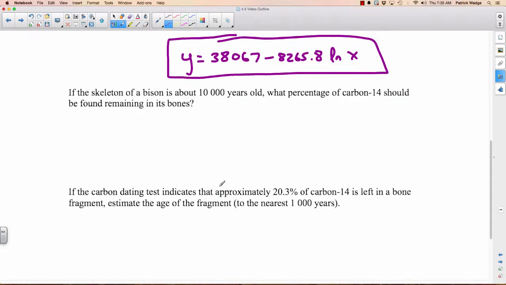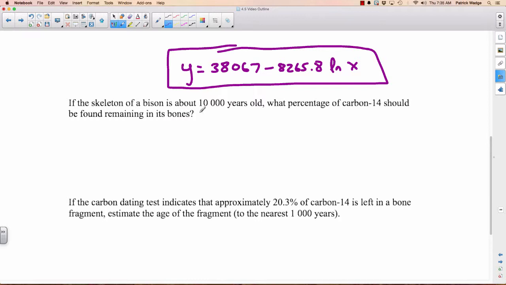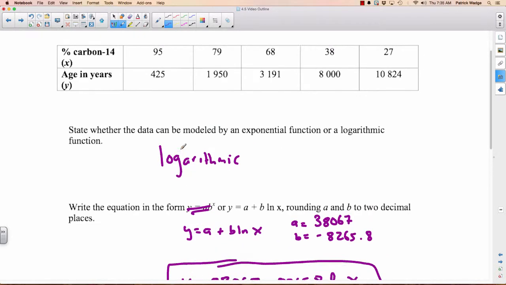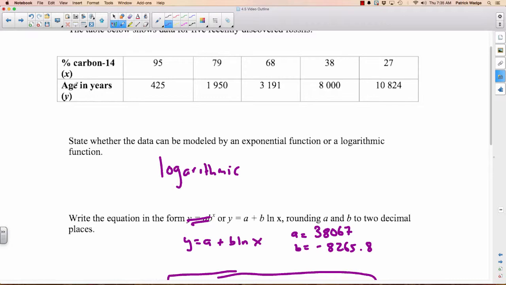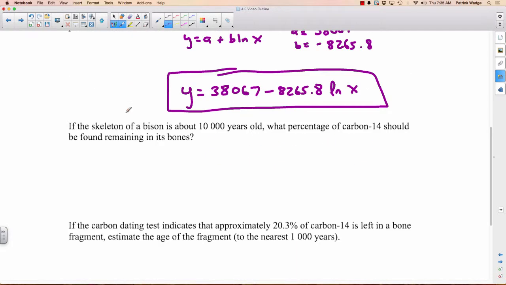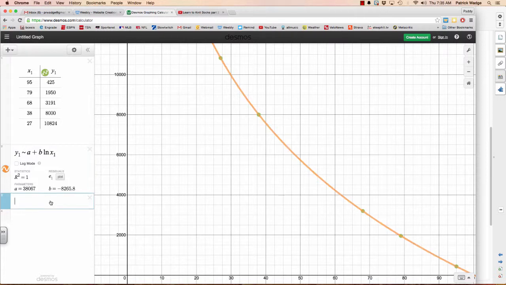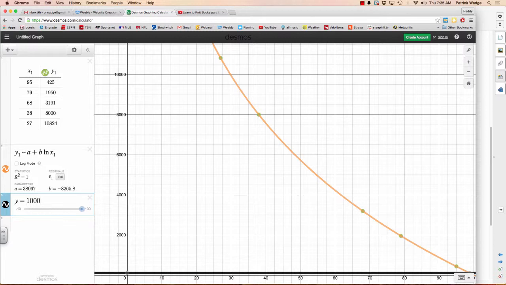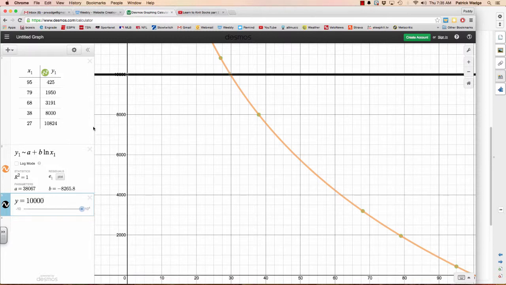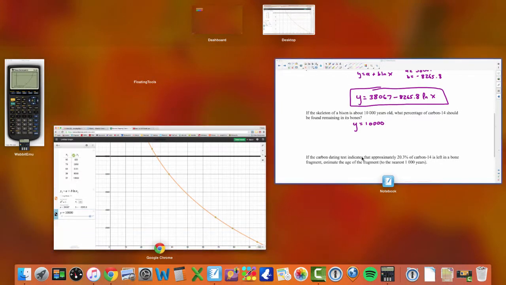Good, we can get these ones done very quickly. If the skeleton of a bison is about 10,000 years old, is that an X or a Y? That's a Y. Years is a Y. So if our Y is 10,000 years, we want to know what's the X. So no problem. We go down to our third function, and we'll put in Y equals 10,000. That will give us a horizontal line. We're interested in the intersection. Desmos is so nice, it's so fast. We now have our answer, 29.83%.